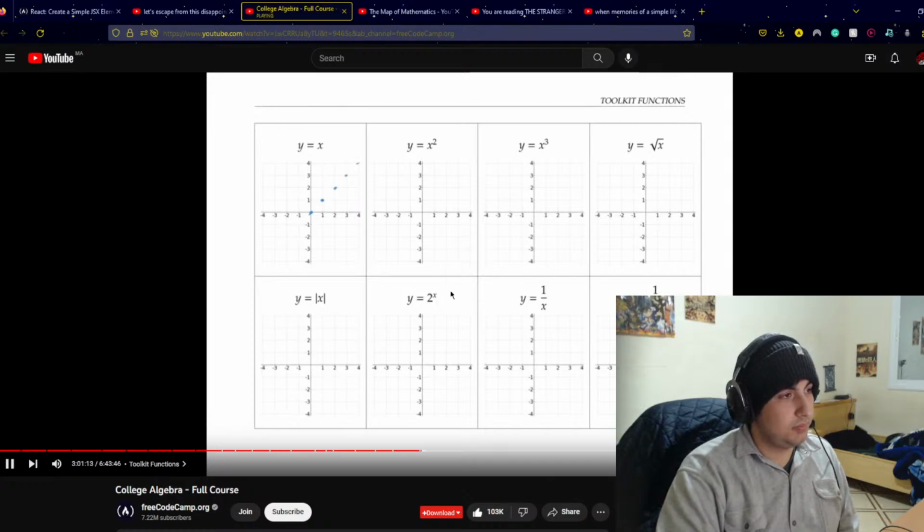y is always equal to 2 times 2 to the power of x. That's gonna be real exponential. That's gonna be like a straight line, real quick, up. For example, 3.